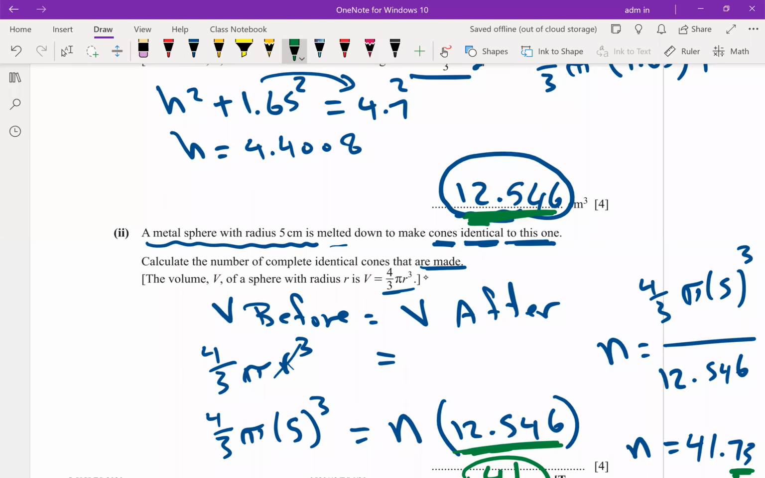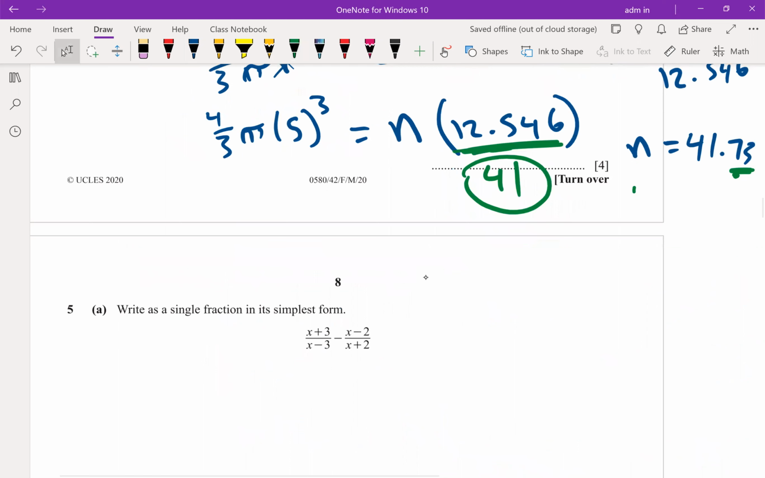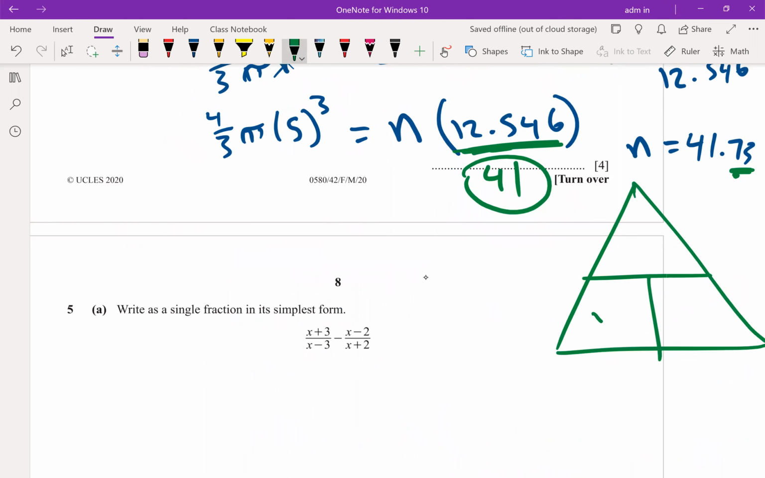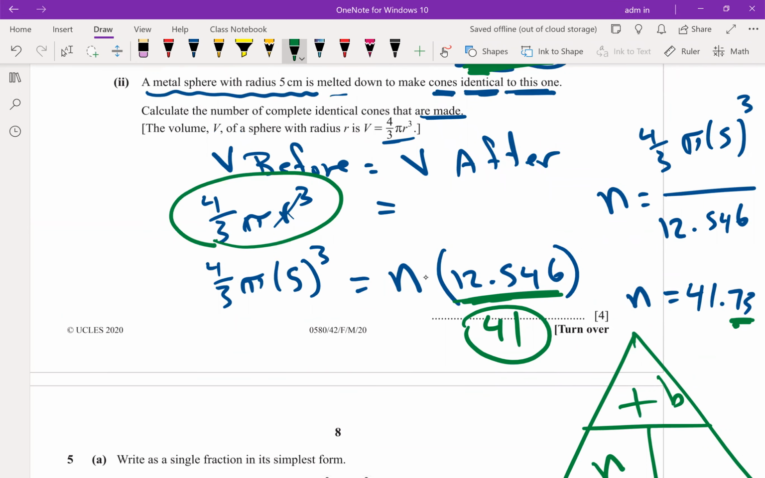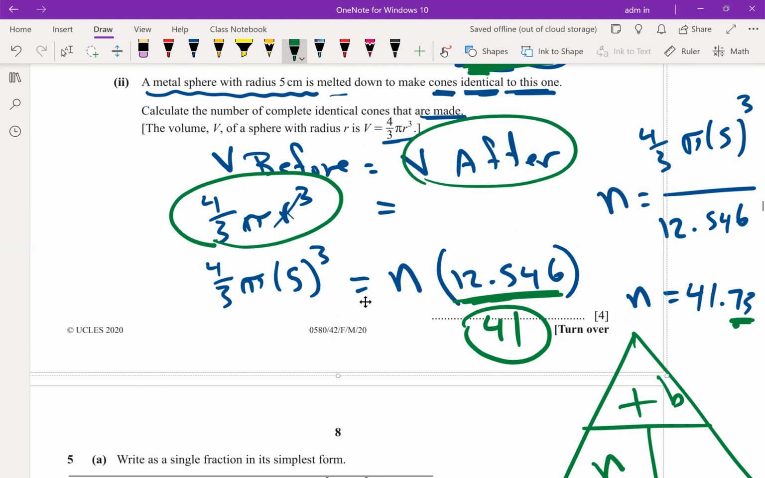So when we convert the volume of a sphere into many cones, how do we get the number in general? If the question asks for the number, and the question includes volume, it is the volume of the big one over the volume of the small one. If it asks about areas, it is the areas of the big divided by the areas of the small. So the volume of a sphere divided by the volume of a cone, you will get how many?